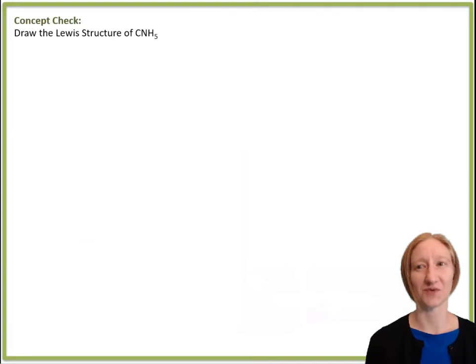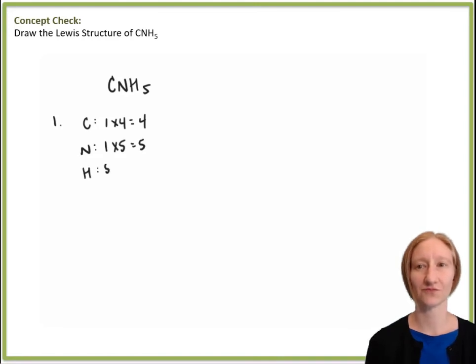Okay, now you can try this one. Pause the video and draw the Lewis structure of CH5N. Okay, welcome back. To tackle this problem, we'll start by determining our total number of valence electrons. We have 1 carbon, which has a valency of 4, 1 nitrogen with a valency of 5, and 5 hydrogens, each with a valency of 1. This gives us a total of 14 electrons, or 7 electron pairs.